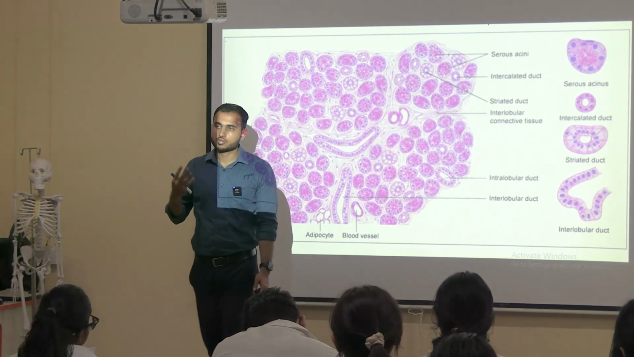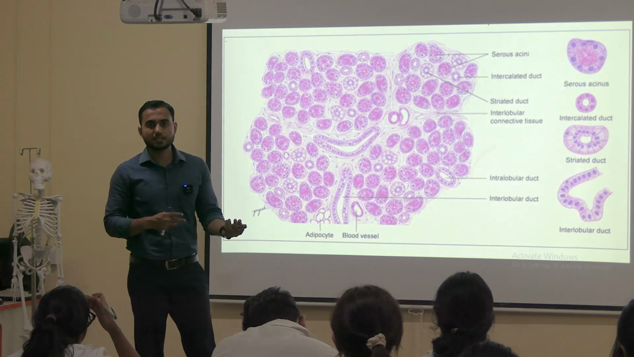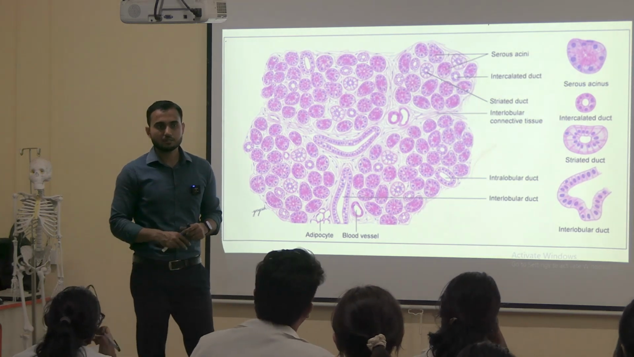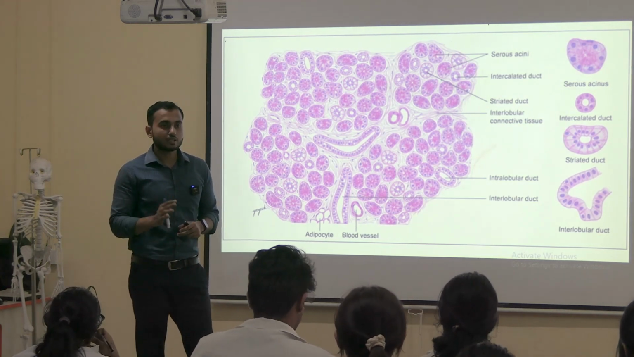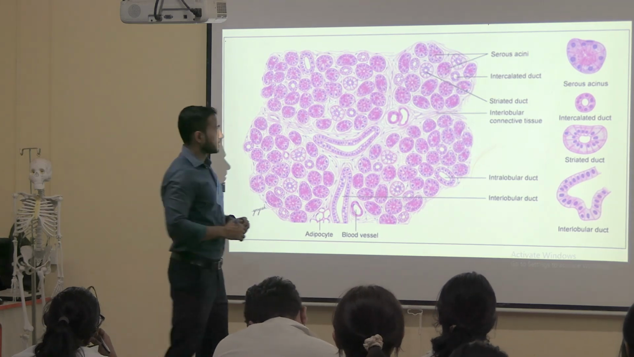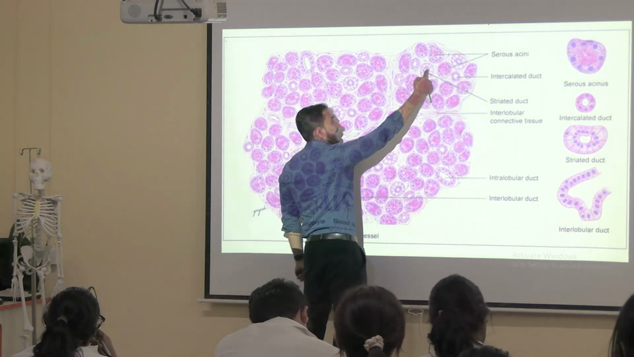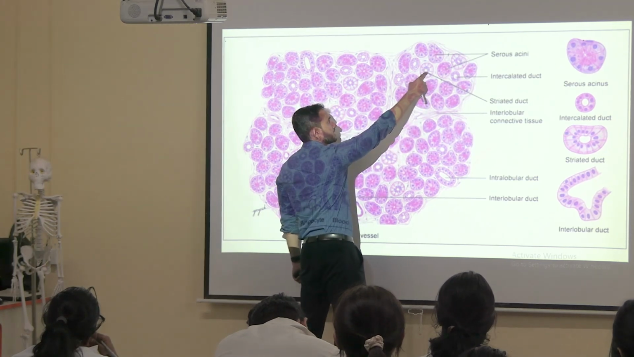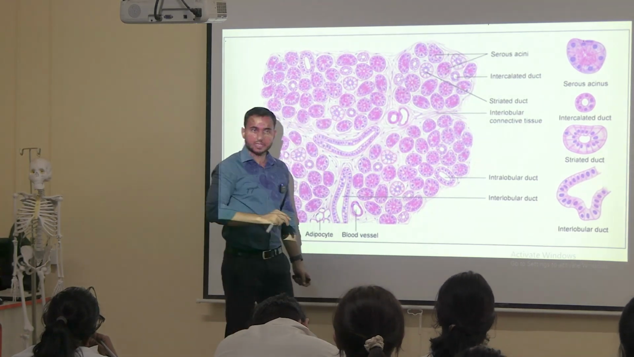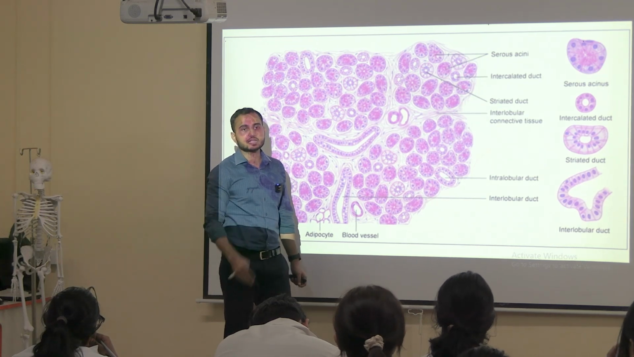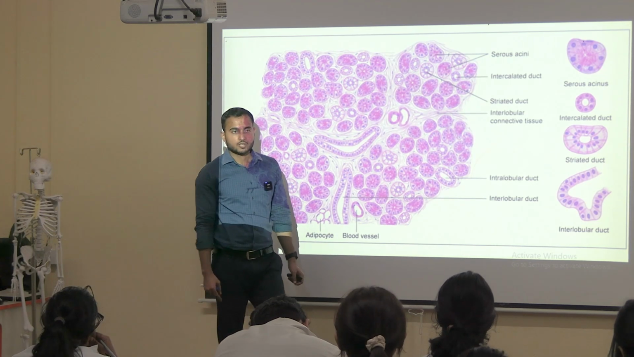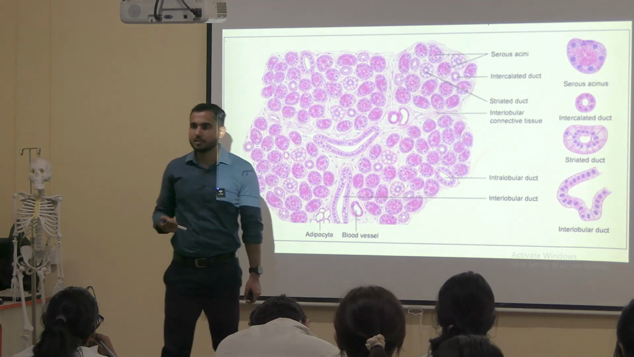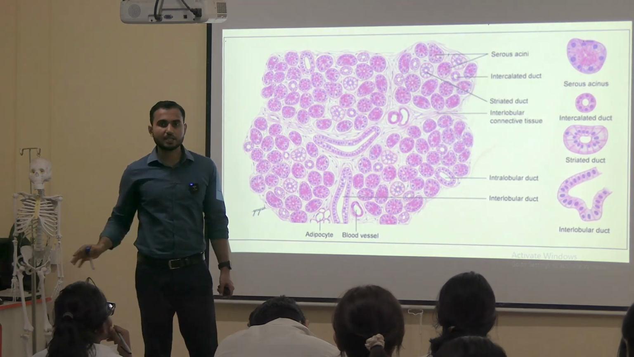But the problem occurs. Most of you will feel that this is lightly stained, so this will be a mucous acinus. But it is not like that. These are ducts. Because see, this is lightly stained, this is darkly stained. From the appearance you can say that this is mucous acinus, but no, it is not. It is a striated duct. Always keep that in mind. The parotid gland does not have mucous acini.